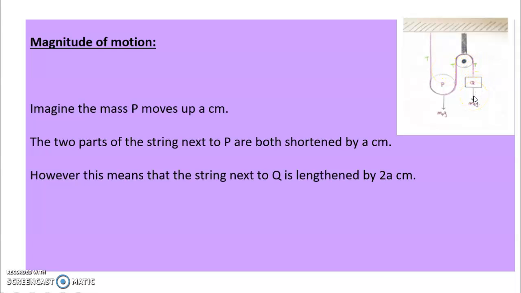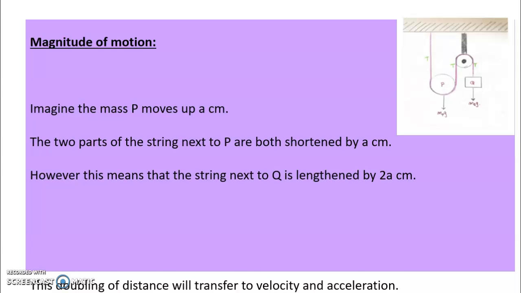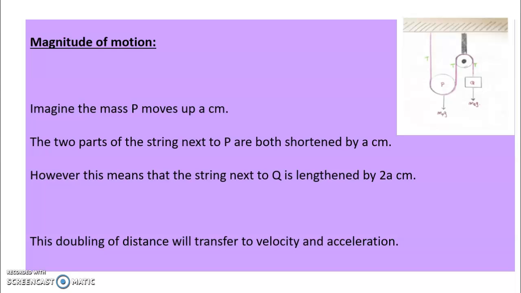So what does that tell us about the magnitude of motion? Well, it tells us that the mass Q moves twice the distance that the mass P will move. And this will actually transfer to velocity and acceleration. So whatever the acceleration of P, if that's going up 1a, then the acceleration of Q is down 2a.